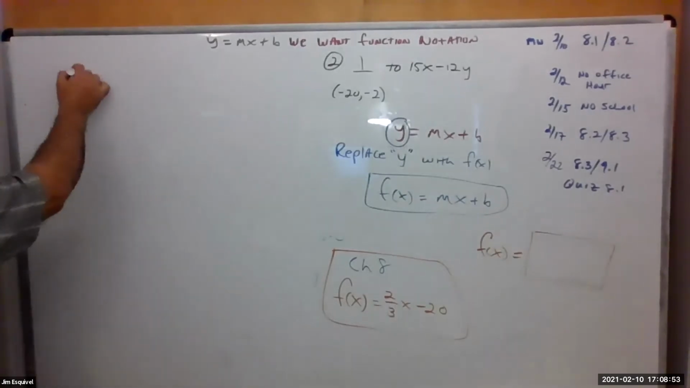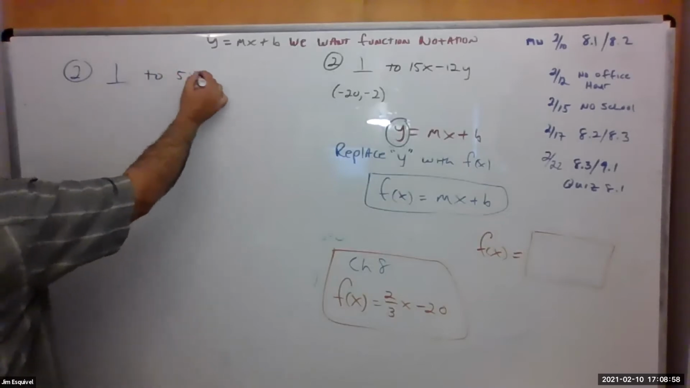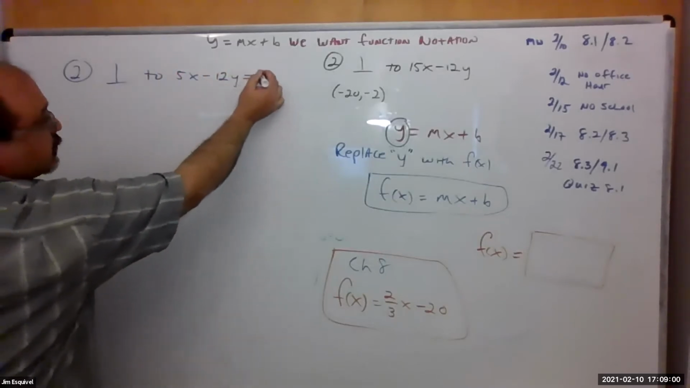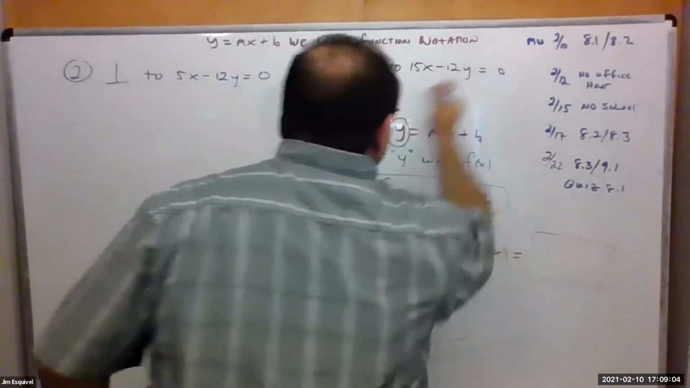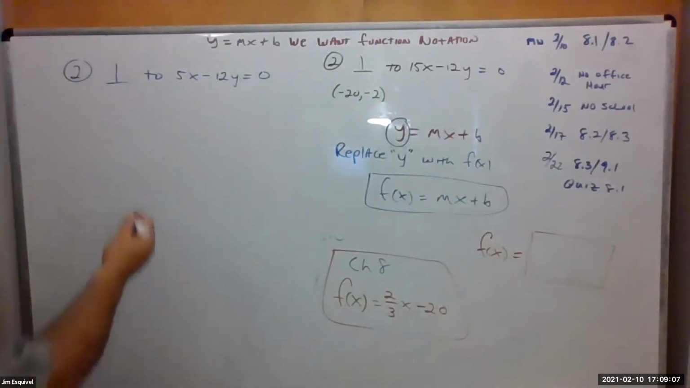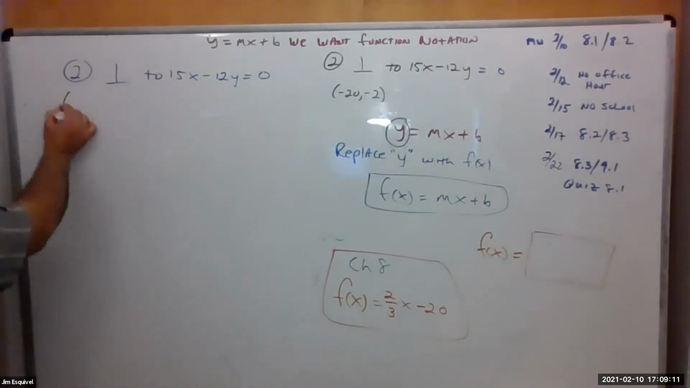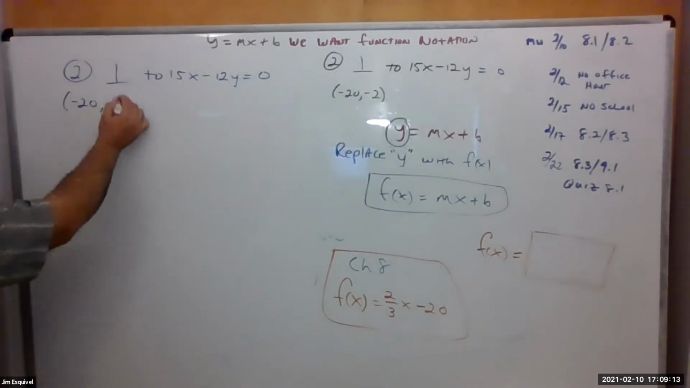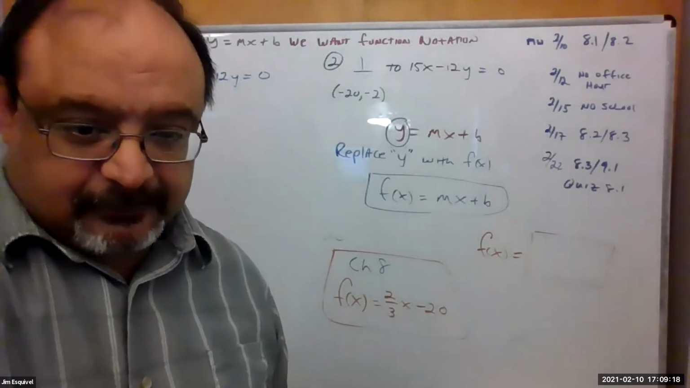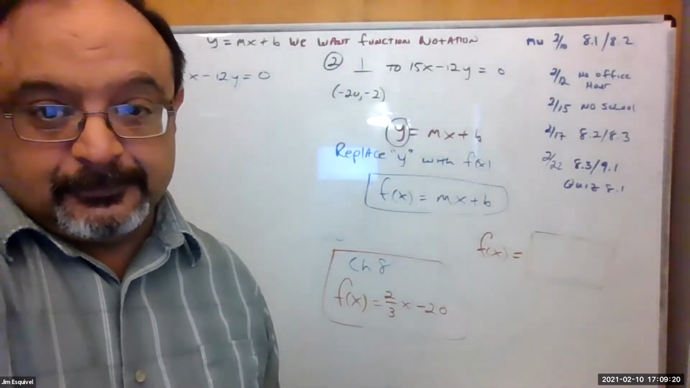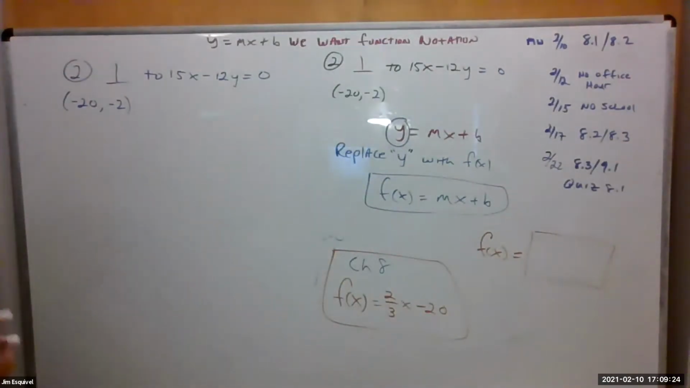So the line is perpendicular to 5x minus 12y equals, that was supposed to be a 0, 15x minus 12y equals 0, through -20, -2. Double checking. Yeah.